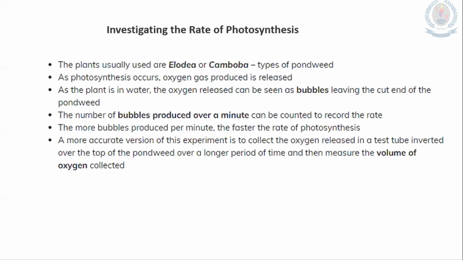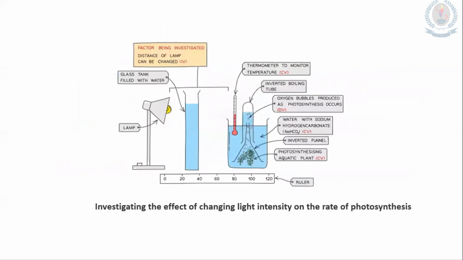For this practical, we have to use an aquatic plant, especially a pondweed, right? Here we are just observing the evolution of gas bubbles. So what is the gas produced during photosynthesis? That is oxygen. So we can calculate the number of bubbles produced over a minute, over a unit time. We can record these and then calculate the rate of photosynthesis.